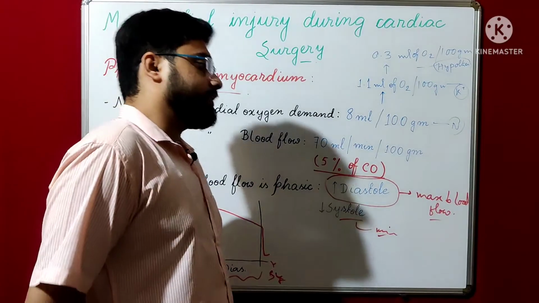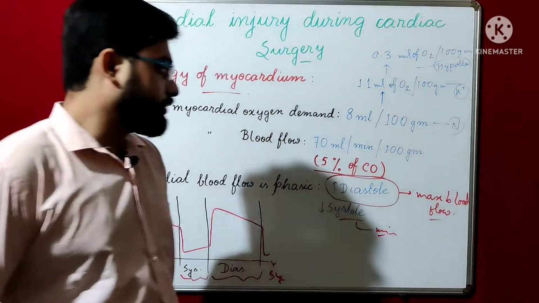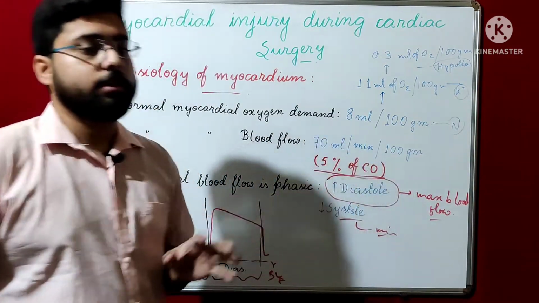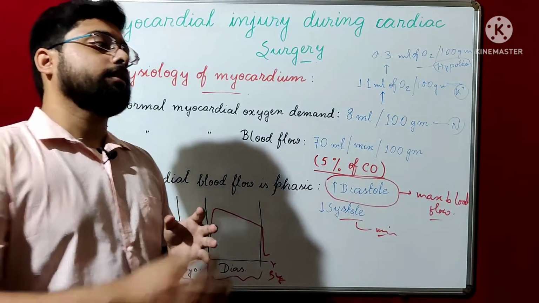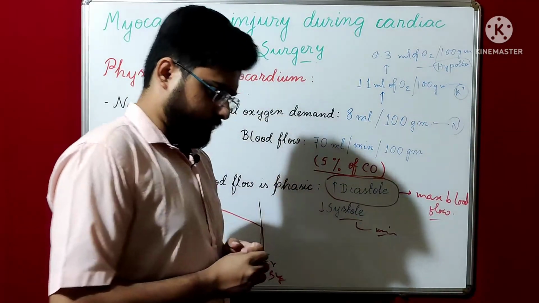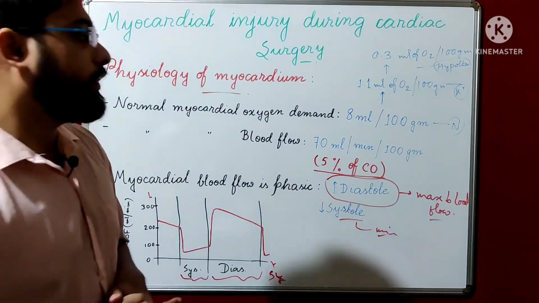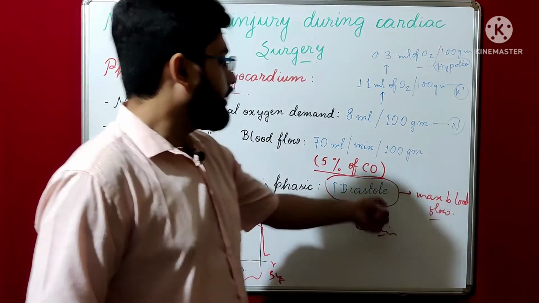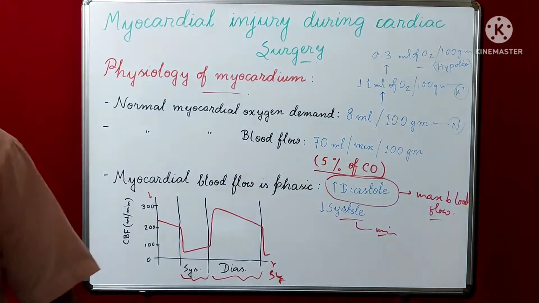So the right ventricle can get its flow all through the cardiac cycle, but the left ventricle, which does most of the work, gets its blood flow, its nutrition, mainly during the diastole, not during the systole.